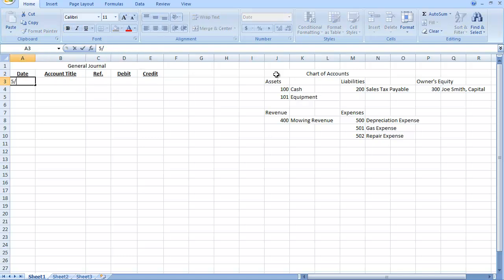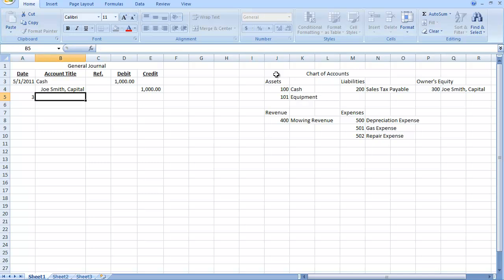So say on May 1st, 2011, you start your company. So to start your company, you have to put cash into it. And then you need your capital account, because your company's worth something now. So you put money in, so cash will be debited for 1,000, and your capital account will be credited for 1,000. So that's how you start your company, and that's how you account for it when you put $1,000 in to start your company.